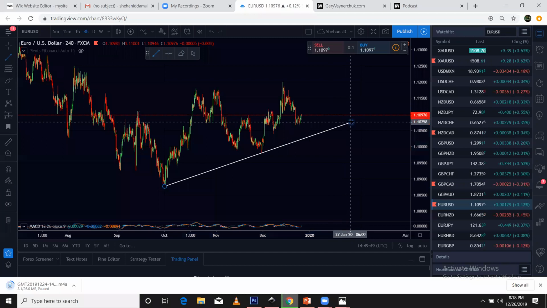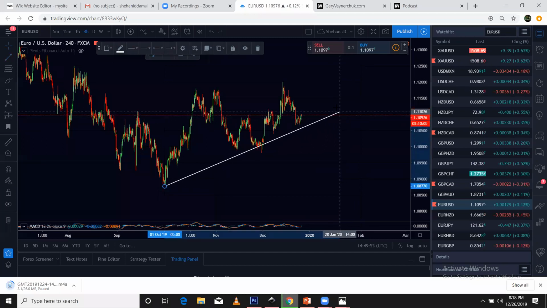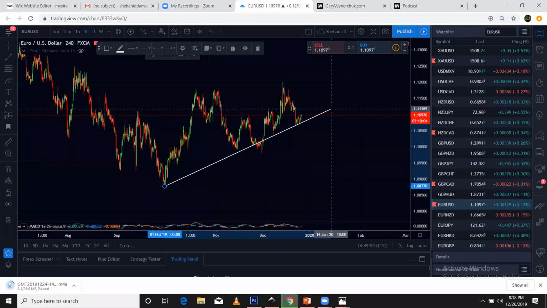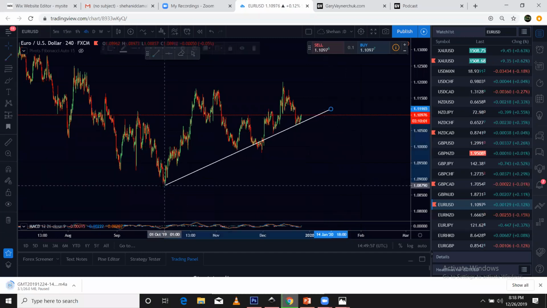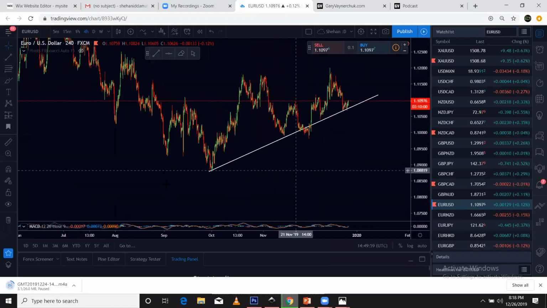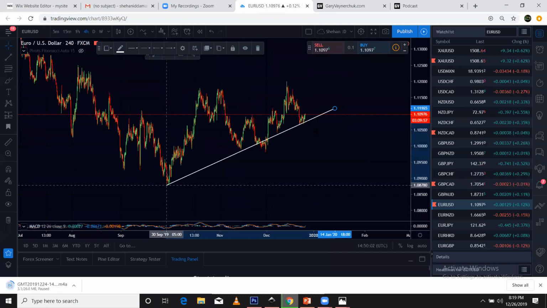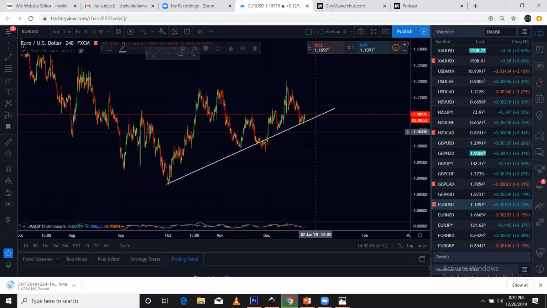But if I take it a bit up over here, right? Just going to take it a bit down, right? I have 1, 2, 3, 4, 5, 4 touches actually, 4 touches, right? So this is going to be my trend line.